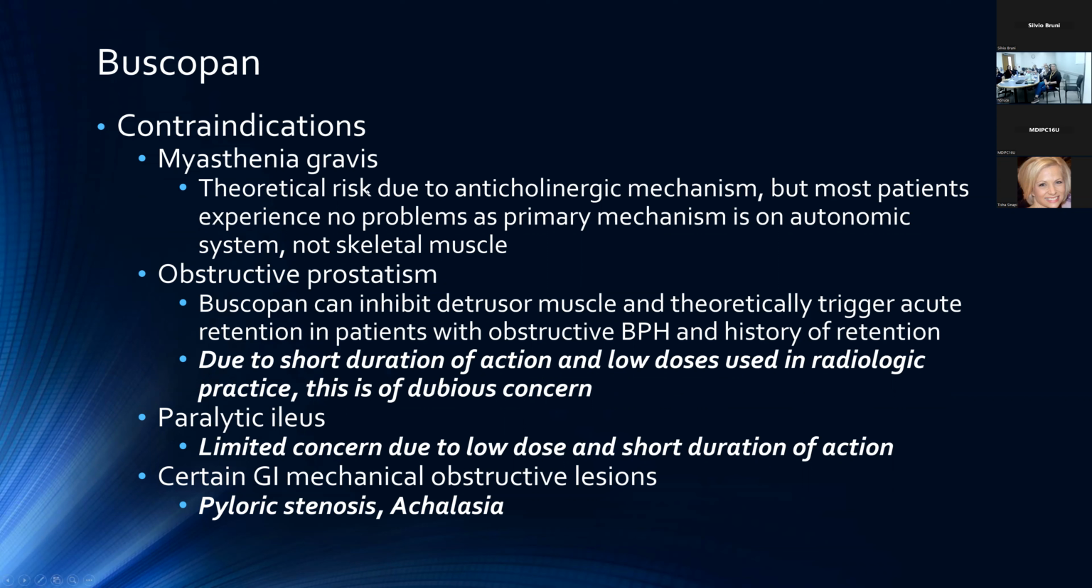So one thing that's commonly cited is a theoretical risk in myasthenia gravis. So myasthenic patients, there is a theoretical risk related to the anticholinergic mechanism of Busco, but in practice, it's kind of questionable, given that the primary mechanism of action of buscopan is on the autonomic system, with really minimal or no effect on skeletal muscle, where myasthenia gravis is more of a concern.